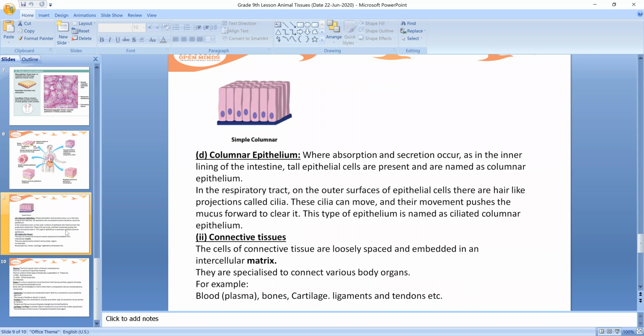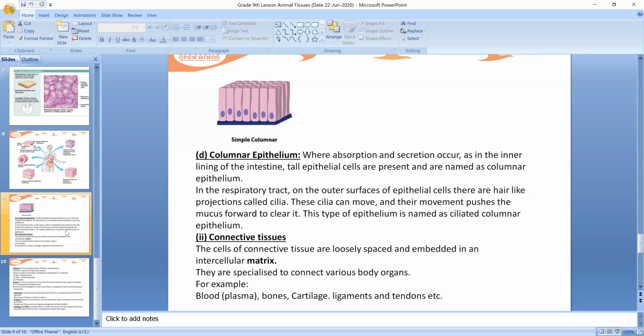This columnar epithelium is present in the lining of the intestine. Their cells are tall. They are not cuboid, they are tall. If you look at this picture, aren't they tall? The name itself comes from this. In this picture you can see tall columns, tall cells. Because of that they are named columnar epithelium. They help in absorption and secretion. They are usually present in the inner lining of the intestine.